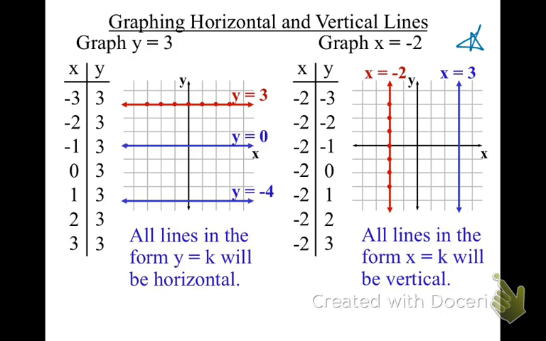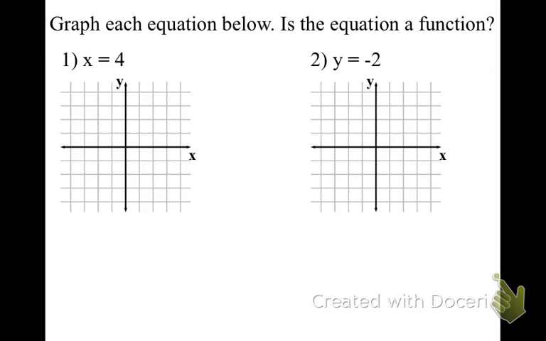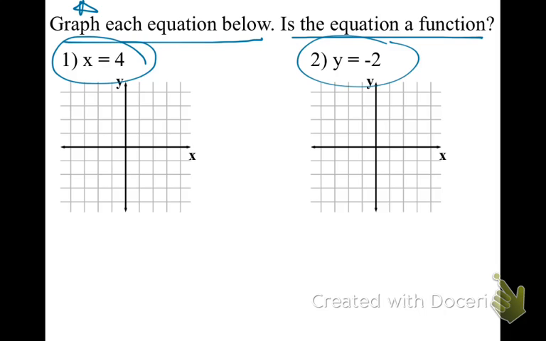I want this graph. I want x is equal to -2 and x is equal to 3. I want you to draw what the graph looks like. Now, I need you to write down the directions, graph each equation below, and is the equation a function, and then go and try to solve 1 and 2. Make sure you graph it, and then answer the question.